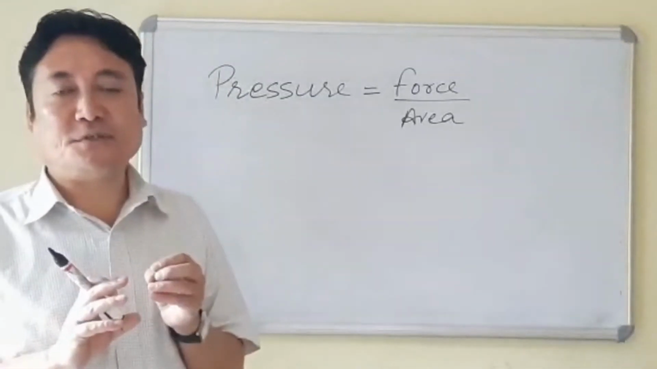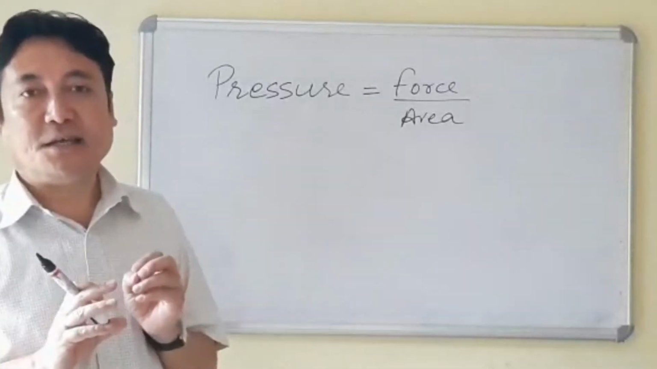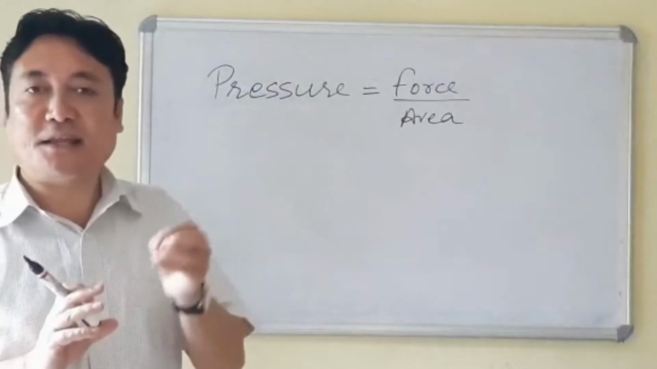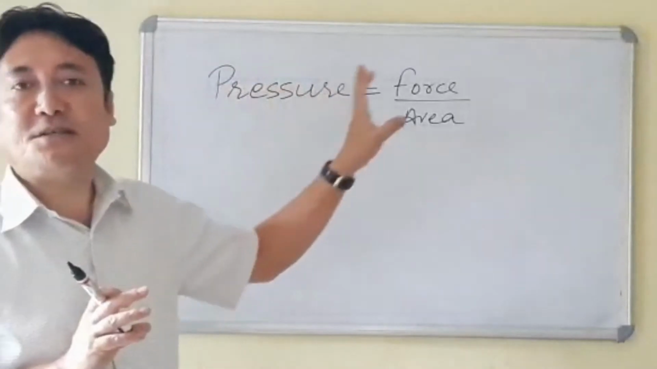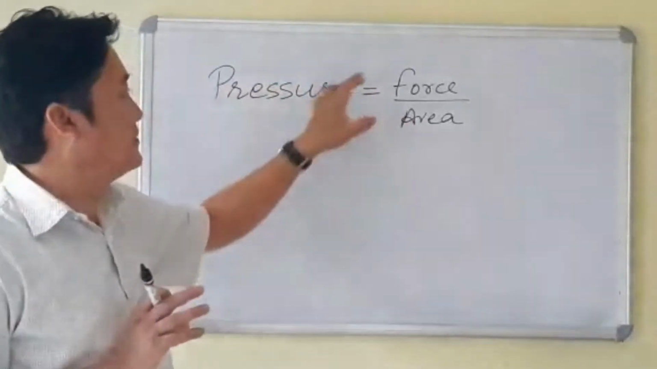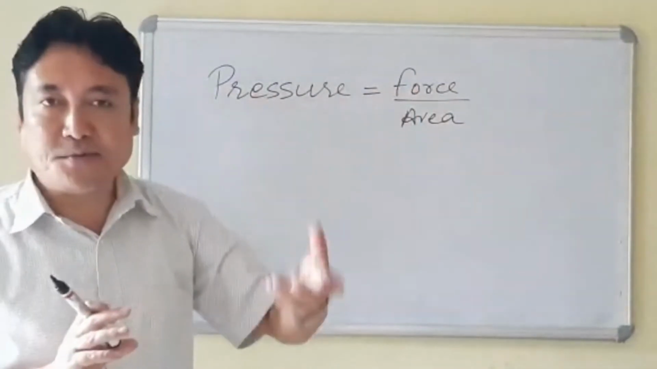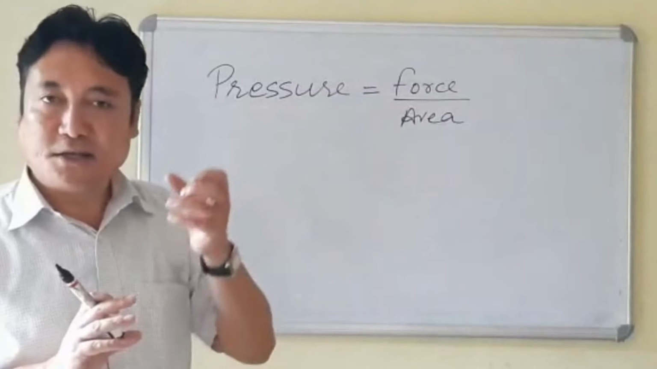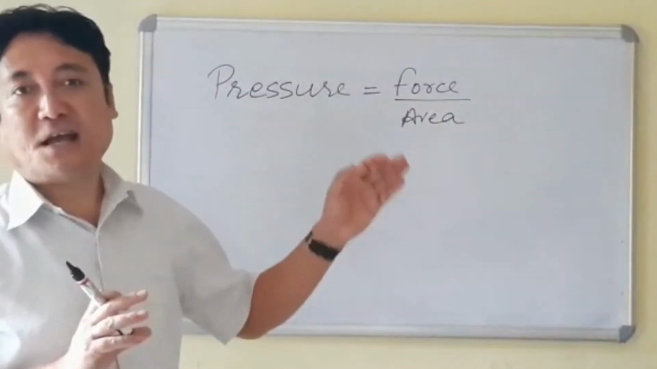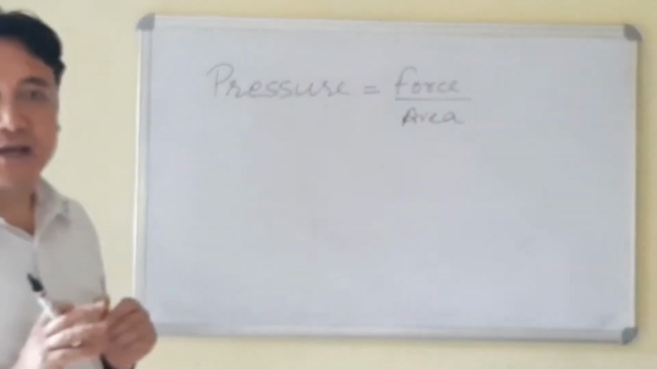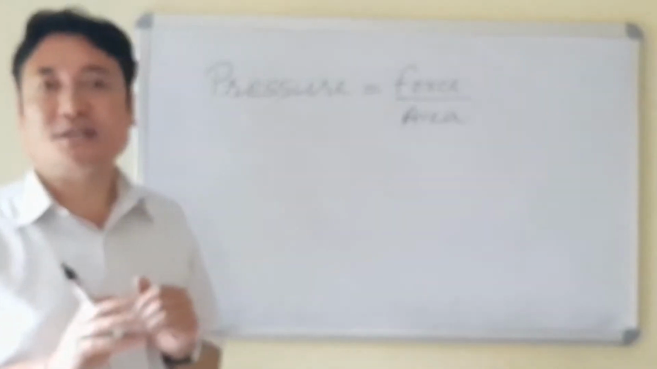So this example I have given you is related to the effect of force. This effect of force gives the relation between the force and the area, and that relation between force and area measures the physical quantity known as pressure. So pressure is defined as the force acting on an object per unit area. There are two units of pressure: one is the CGS unit, the other is the SI unit.